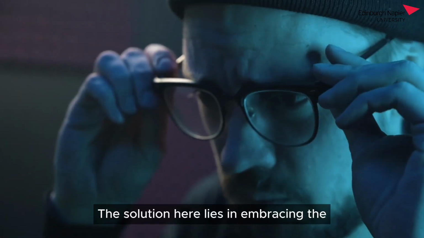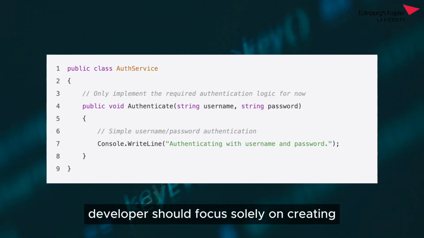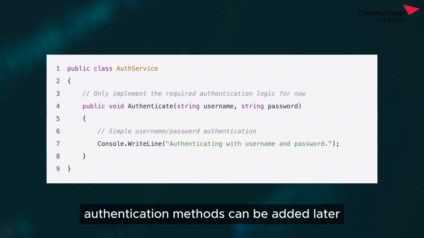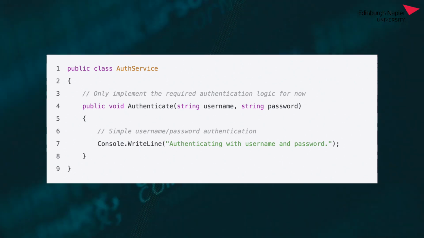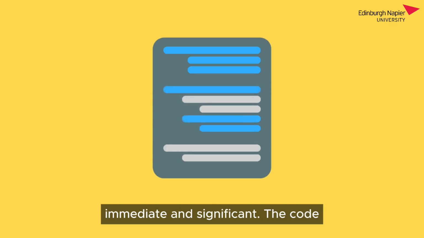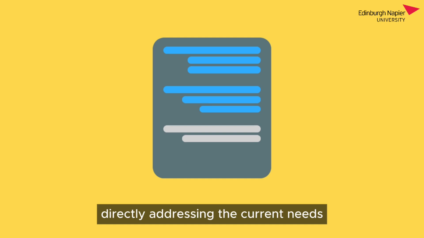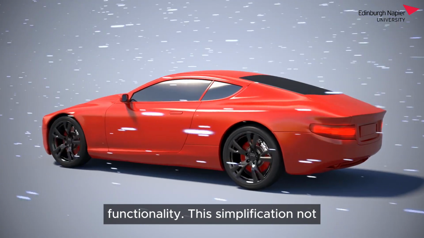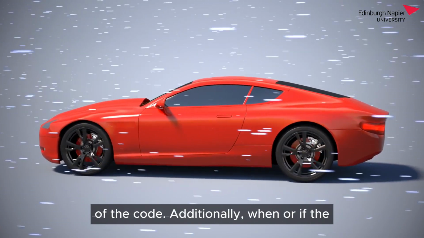The solution here lies in embracing the YAGNI principle. In this scenario, the developer should focus solely on creating a robust username and password authentication system. Other authentication methods can be added later, if and when they become necessary. By refactoring the code to remove these premature features, the benefits are immediate and significant. The code becomes simpler and more focused, directly addressing the current needs without the clutter of unnecessary functionality. This simplification not only saves time and resources but also enhances the clarity and maintainability of the code.